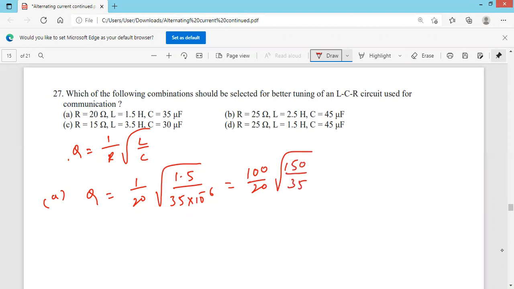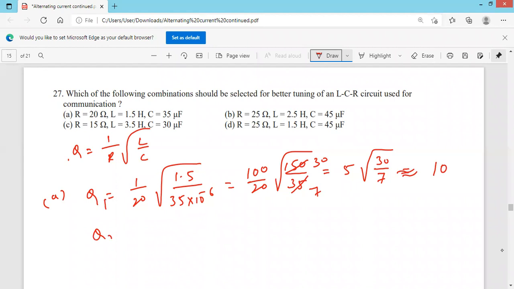100 by 20 means 5, into square root of... how much is this? 5 sevens are 35, so 5 threes are 30. The square root of 30 by 7. 7 fours are 28. The square root of a little more than 4 is 2. Approximately this value is around 10. That is Q1.